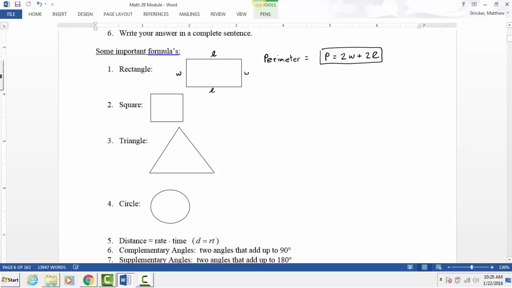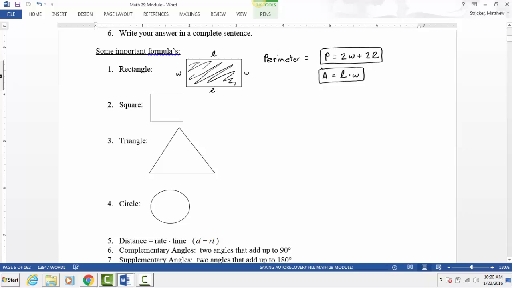We can also find the area of a rectangle. The area is the space inside the rectangle, and to find that, we multiply the length times the width. So those are your two important formulas for rectangles.